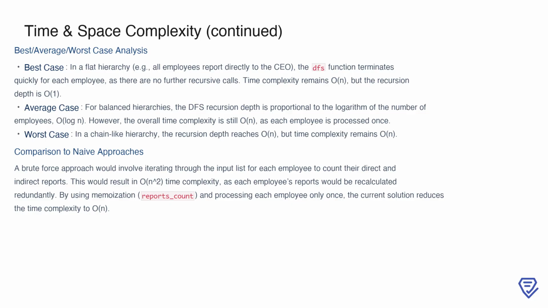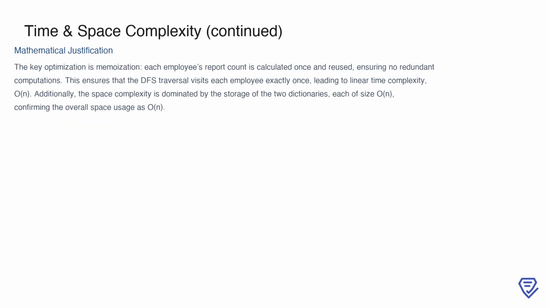By contrast, a naive approach that recalculates the report counts for every employee without memoization would involve iterating through the input list repeatedly, resulting in an O(n²) time complexity. Our use of memoization ensures that each employee is processed once, avoiding redundant calculations and achieving linear time complexity. The mathematical justification for the efficiency of this solution lies in the use of memoization.